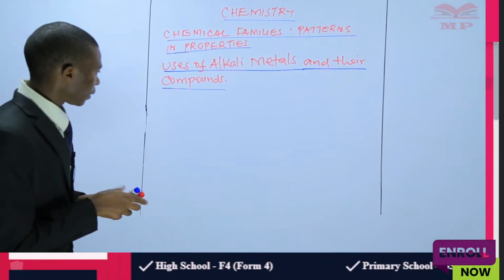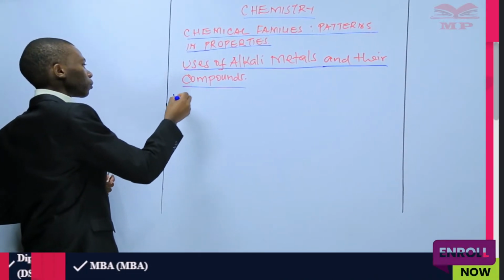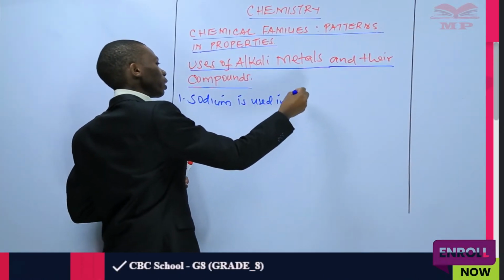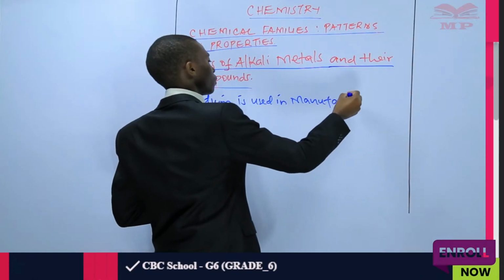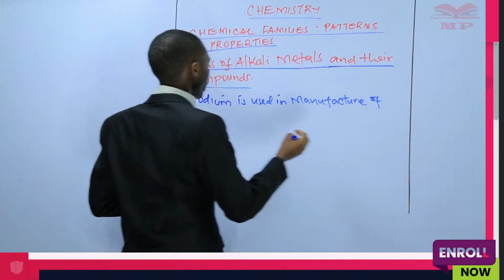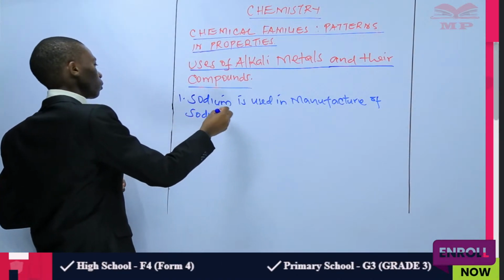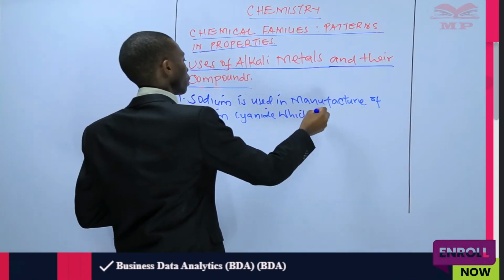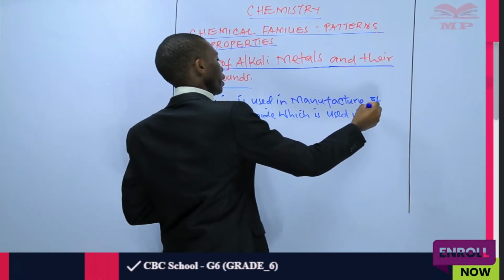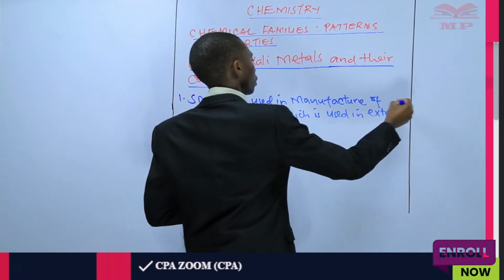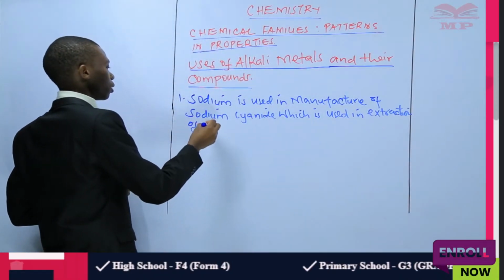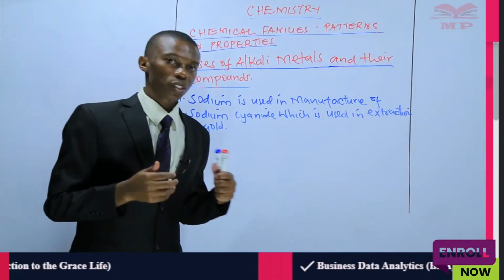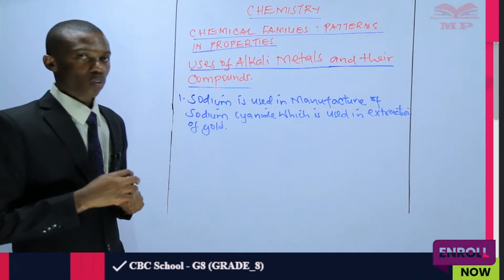And one, we can say that sodium is used in manufacture of sodium cyanide, which is used in extraction of gold. Sodium is used in manufacture of sodium cyanide, which is used in extraction of gold.